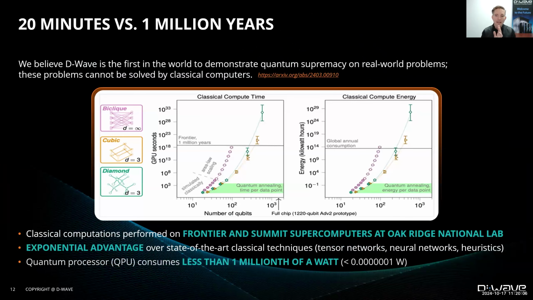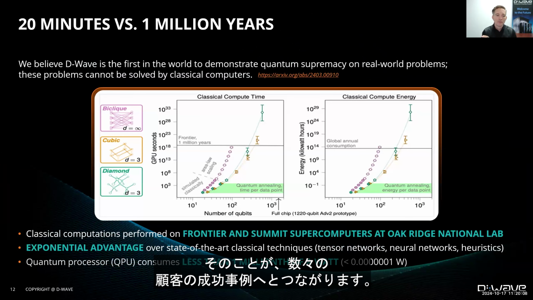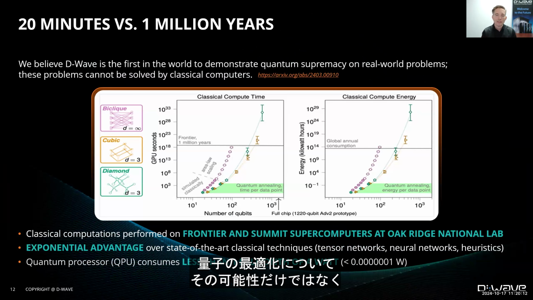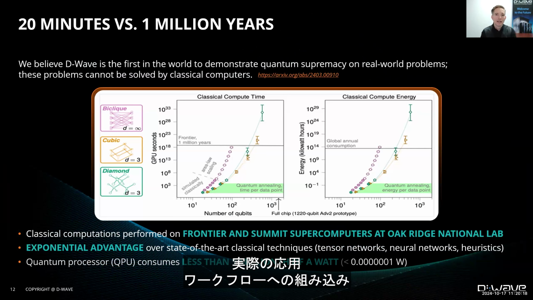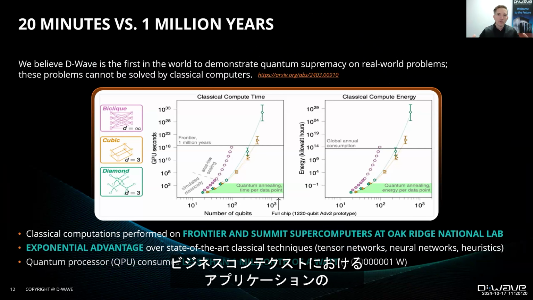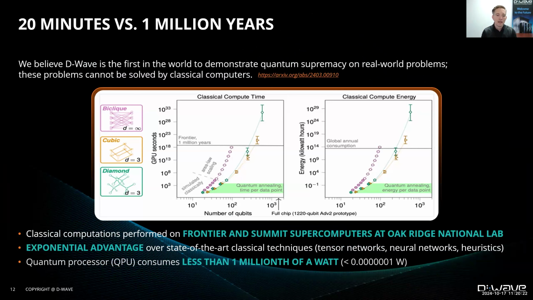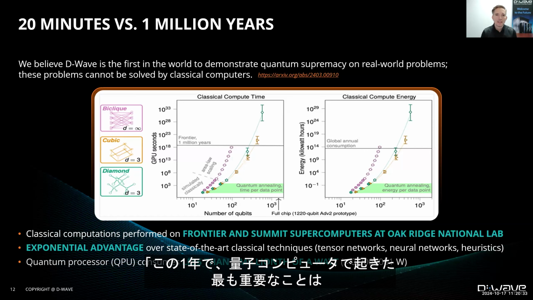Okay, so that takes us through a set of customer success stories, looking at quantum optimization, not just in terms of what its potential is, but in terms of actually putting it into application, incorporating it in that workflow, and seeing its contribution in those business contexts and in those applications. So when I have been out speaking, people have asked me, what is the most significant thing that's happened in quantum computing in the last year?